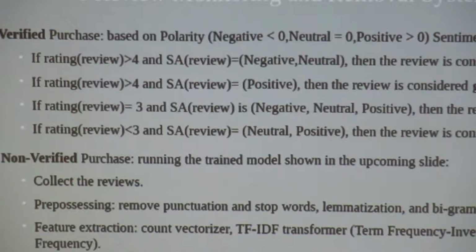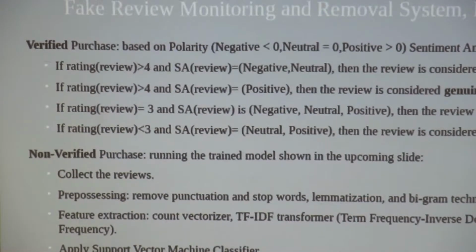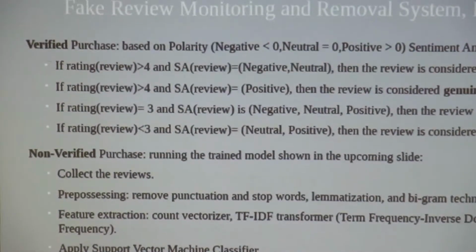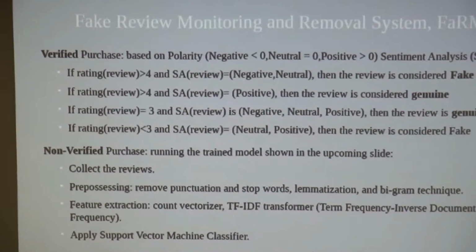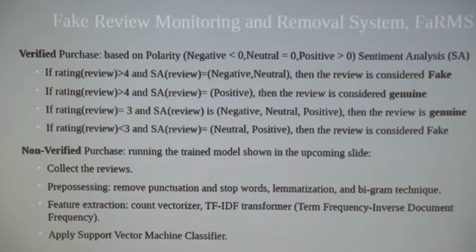Then we distinguish two types of reviews: for customers who verified the purchase and for customers who did not verify the purchase. And the heuristic is different. For the first case, we take into account the polarity that can be negative, neutral, or positive, and the sentiment analysis. Then, the rating of the review is from 1 to 5.